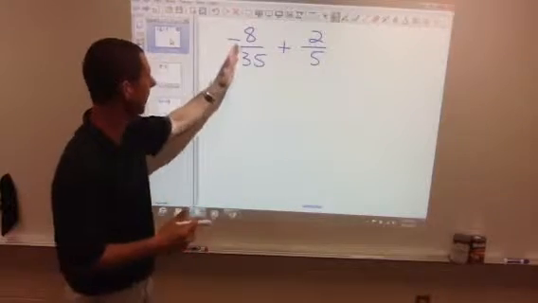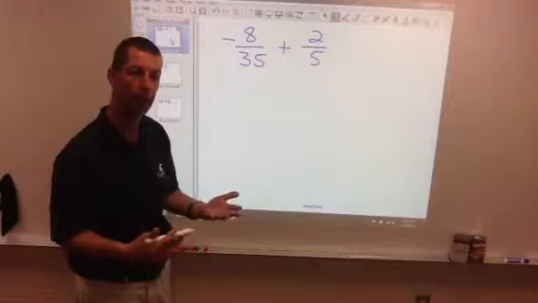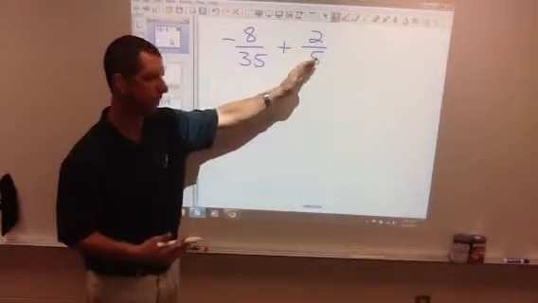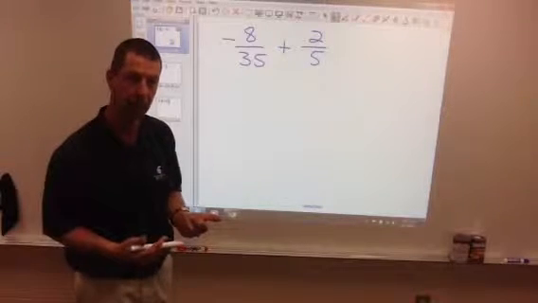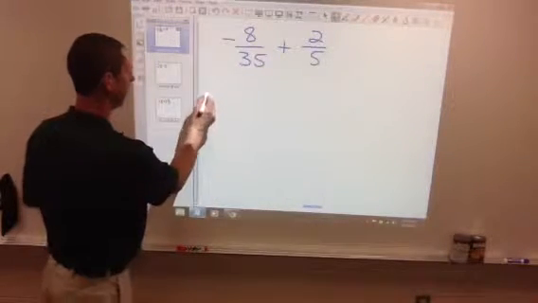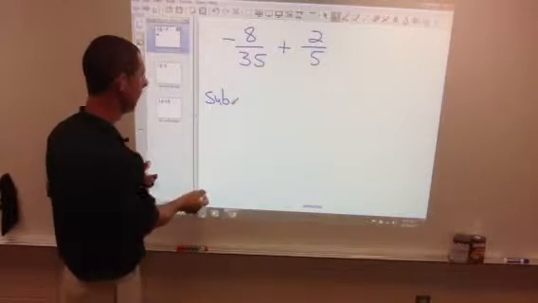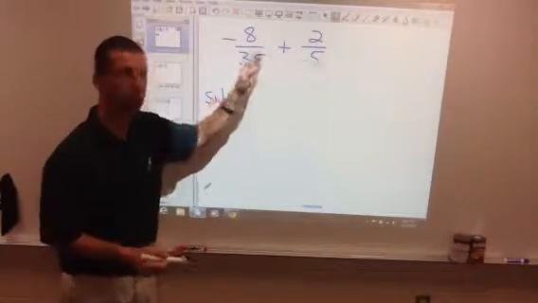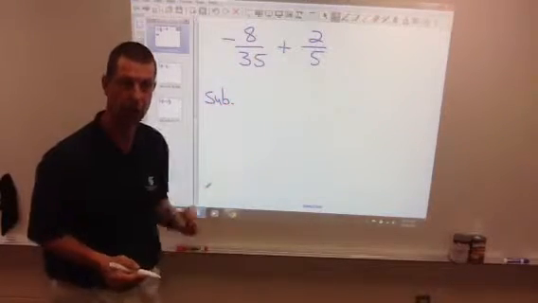So we have a negative plus a positive. That's the first step. Determine what you have going on. A negative plus a positive. Okay, the rules tell us if we have a negative plus a positive that we need to subtract. Okay, and we're going to put the sign of the number that's furthest from zero on a number line. So which one of these fractions is further from zero on a number line?